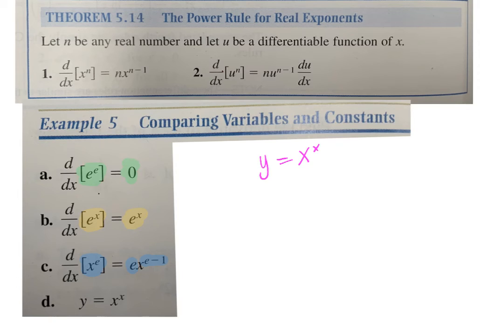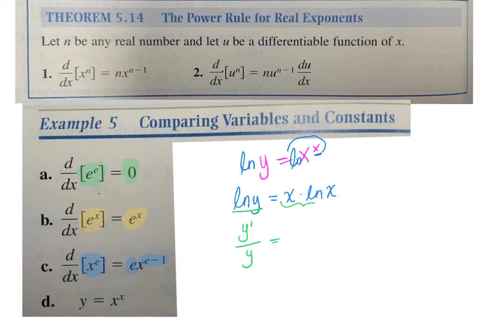And so you do have to use your logarithm here. So you would take the natural log of both sides to expand this. Natural log of y, and you would expand that to the front: x times the natural log of x, right? And then to take this derivative, the derivative of a natural log is just the derivative of the function over that function, y prime over y.